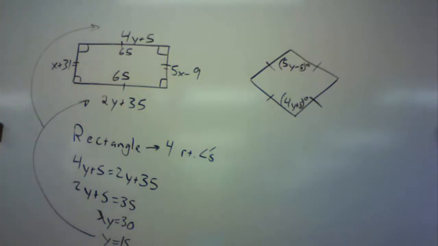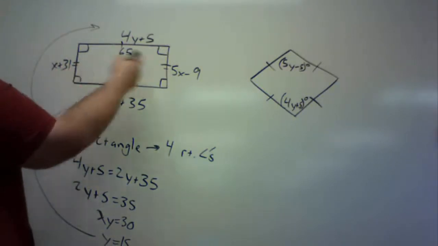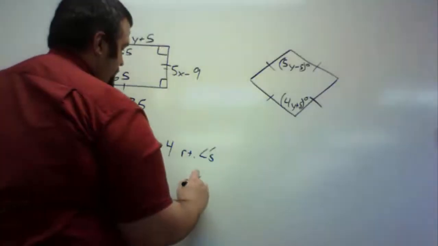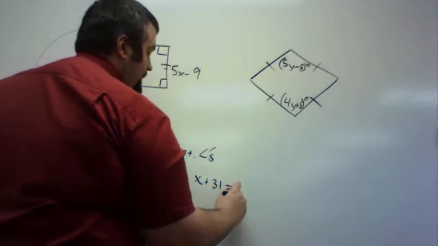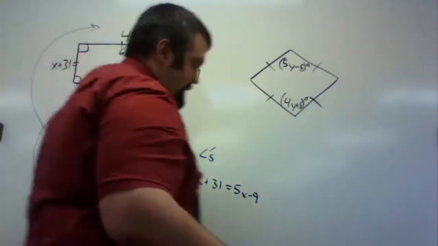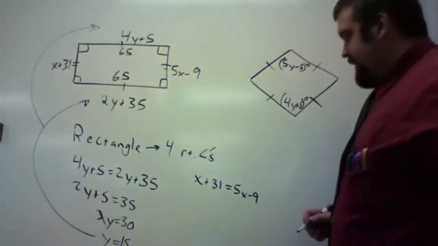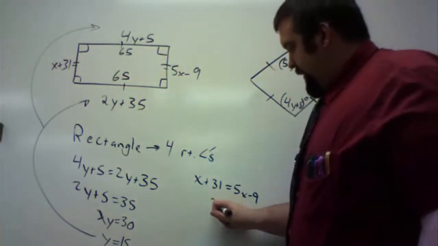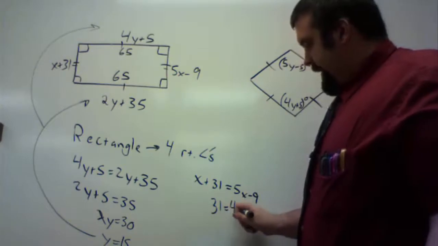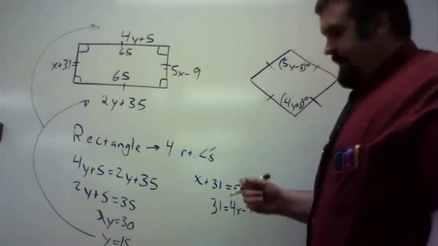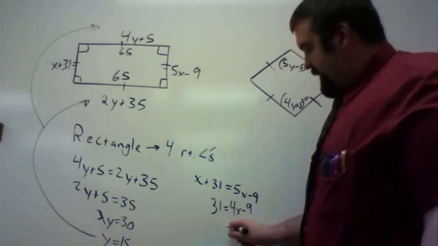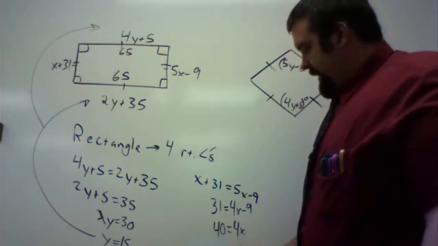Now it's time to find x. Those two sides are congruent, so let's set them equal. x plus 31 equals 5x minus 9. Solve for x. 31 equals 4x minus 9. Add 9 to both sides. I get 4x to be 40. Divide by 4, x is 10.